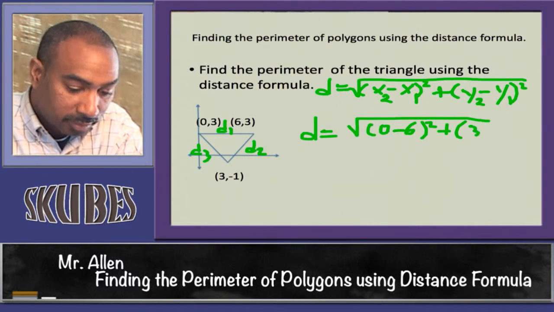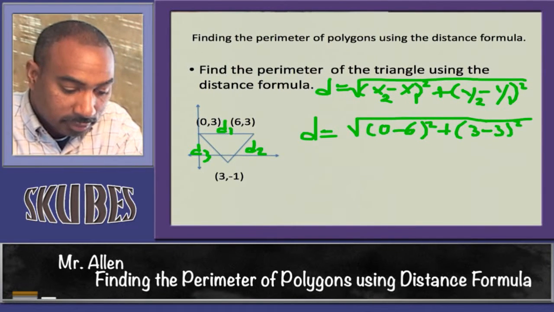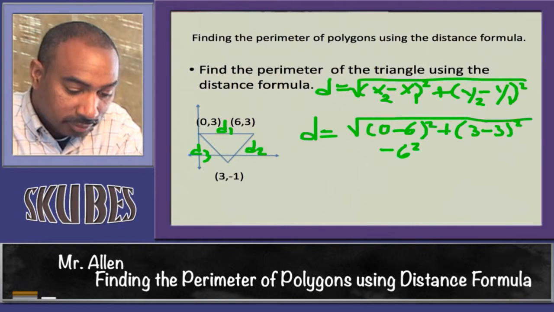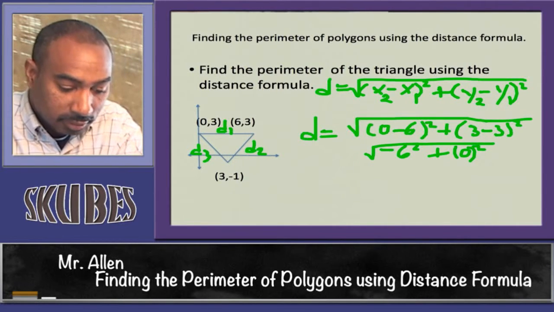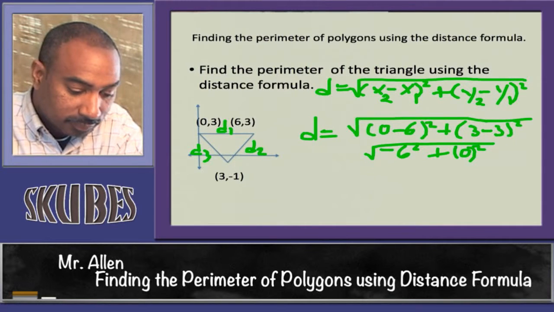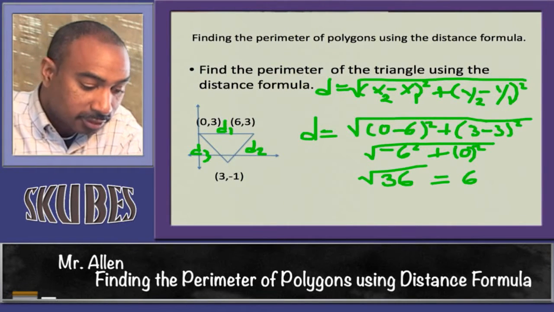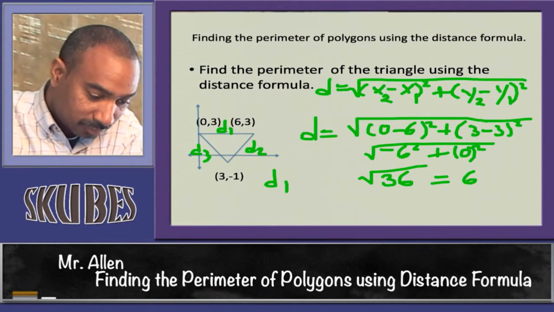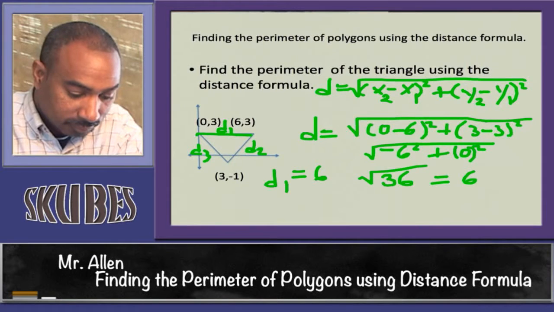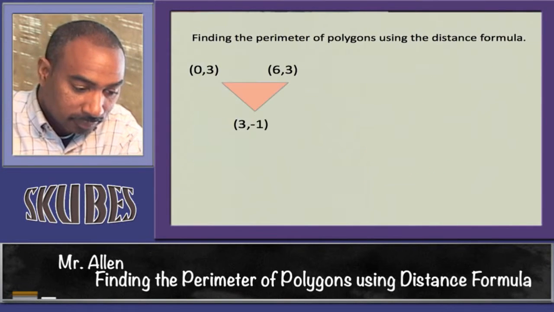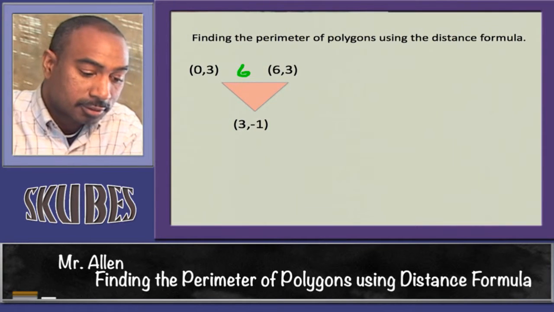And you're going to have 3 minus 3 squared. So you'd have negative 6 squared plus 0 squared. And you're going to wind up with 36. The square root of that is 6. So the distance of the first part of this is going to be 6. So we know this is a distance of 6.